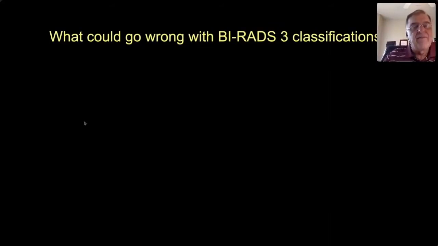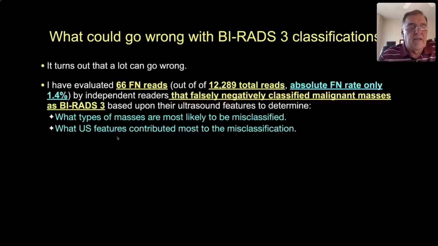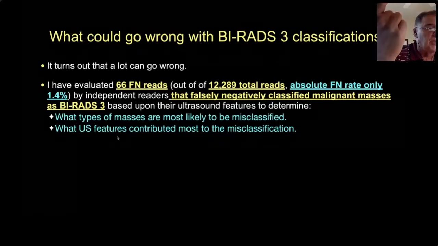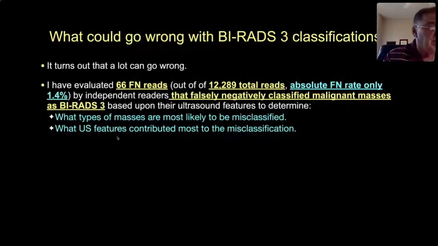So what did I find went wrong with these BI-RADS 3 classifications? Well, how did the readers do overall? There were 66 false negative reads out of 12,289 total reads. That's a pretty good false negative rate. That's less than 2%. So did the readers overall achieve the ACR BI-RADS false negative rate of less than or equal to 2% for BI-RADS 3? They did.